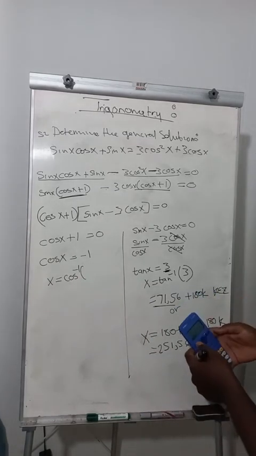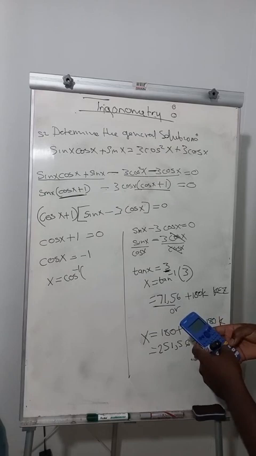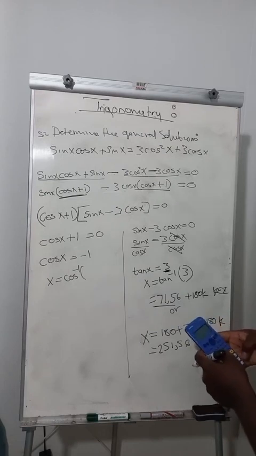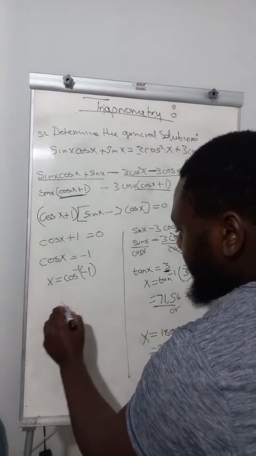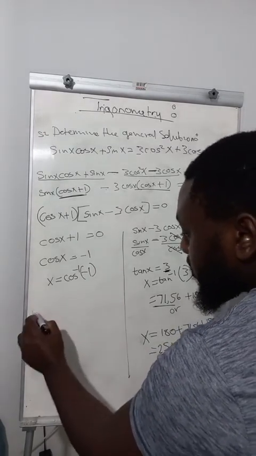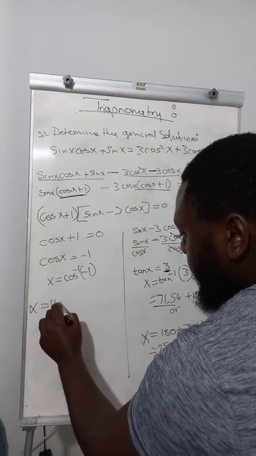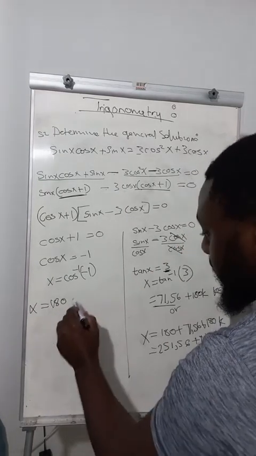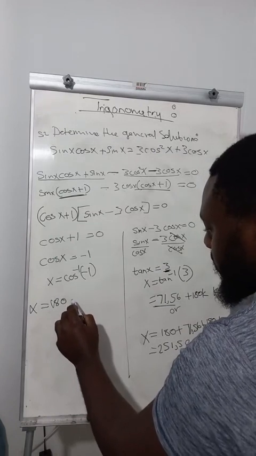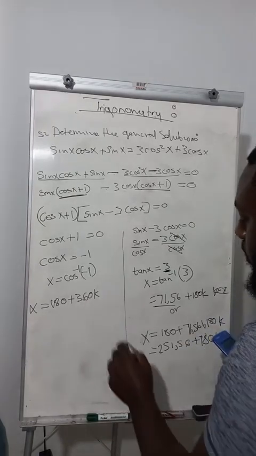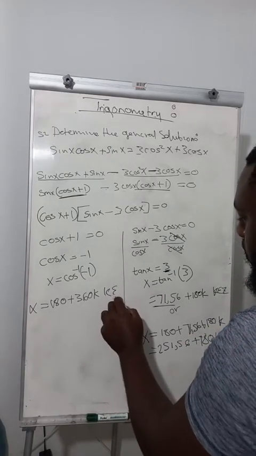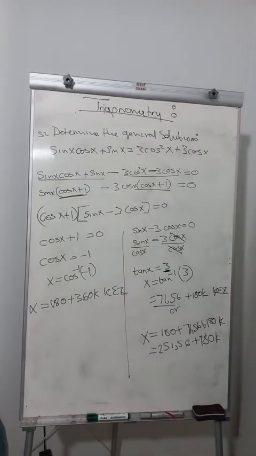It means now I'll have the second function, cos⁻¹. Sorry. So you'll have this, your reference angle, né? So you just say x is equal to 180, plus 360k, and then k is an element of the integers. So that's just what you will have.